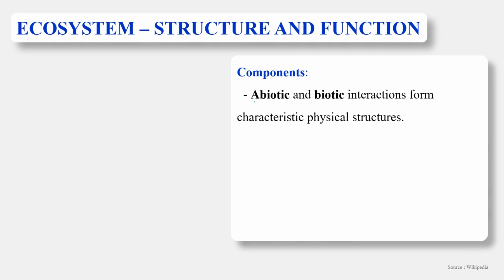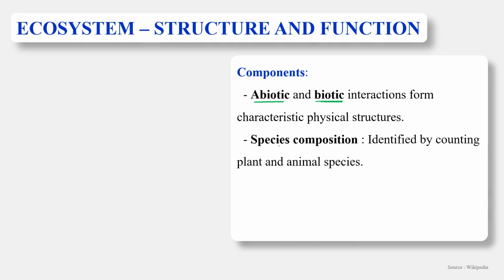Components are of two types, abiotic and biotic. Abiotic and biotic interaction form a characteristic physical structure, and species composition is identified by counting plant and animal species. Abiotic factors means non-living factors, biotic factors means living factors. These two factors interact with each other.